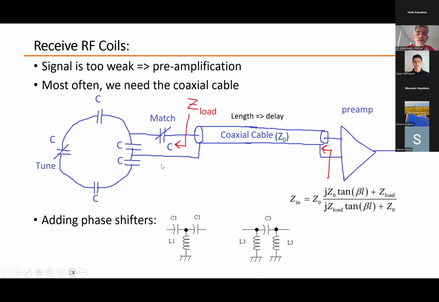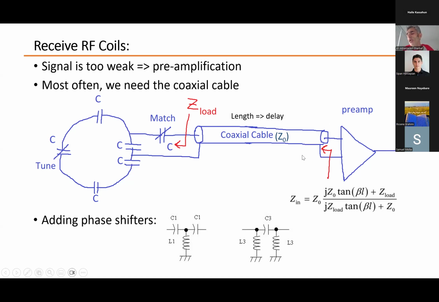As I told you before, since the signal is too weak, we have to amplify the signal using a preamp, just like here. The signal goes to the preamp, and ideally, we may want to connect the preamp directly to the coil output without a coaxial cable, but most often it's not possible.